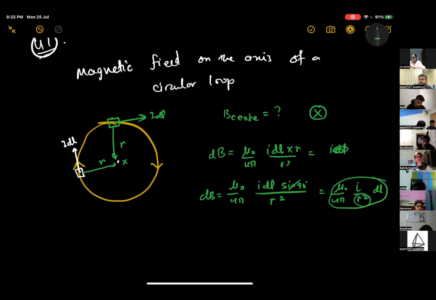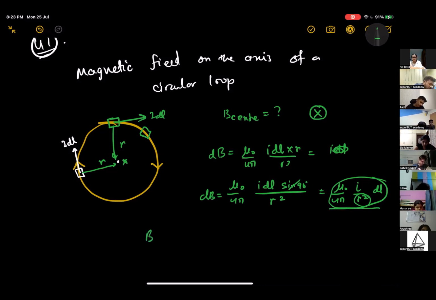Because R is same. Why is R same? It's a circle. So every ideal is same at same distance from the center, which is R. Everyone understood this much? Yes or no? So because of all these elements, the magnetic field is adding first and it is equal. And each of them is equal to mu naught by 4 pi I by R square dl.